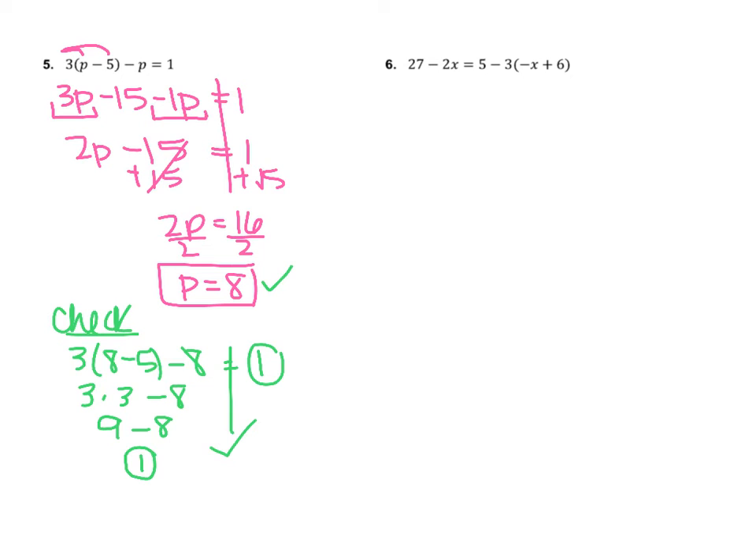First thing I'm going to do is get rid of those parentheses. Most common mistake is forgetting that that's a negative 3. Right? So the subtraction sign there makes it a negative 3 that I need to multiply both parts by. That leaves me with 27 minus 2x equals 5. Negative 3 times negative x is positive 3x. Positive 3x. And negative 3 times positive 6 is negative 18.